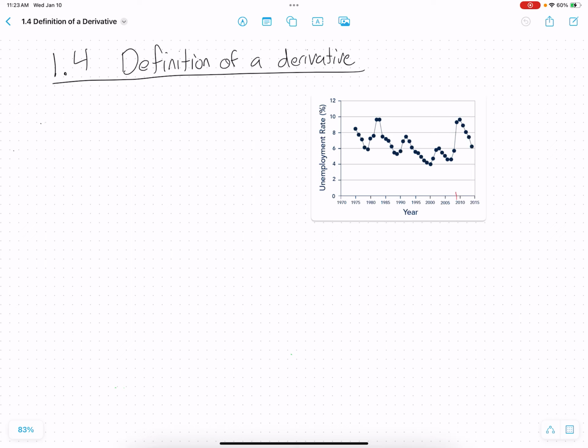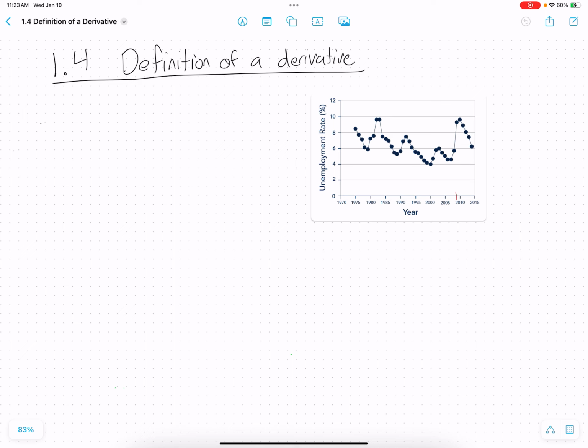So today in our 1.4 video, we finally get to talk about derivatives. So 1.4 is all about what is a derivative and how do we calculate derivatives. Well, derivatives are related to rates of change. So I wanted to revisit this unemployment rate graph that we talked about last time.